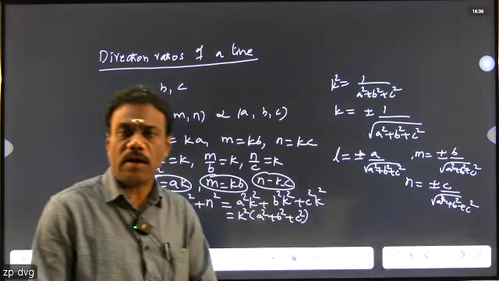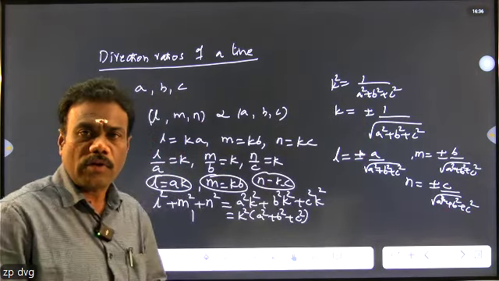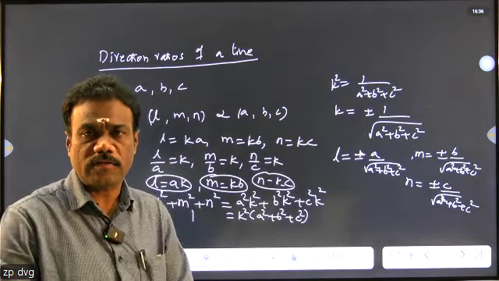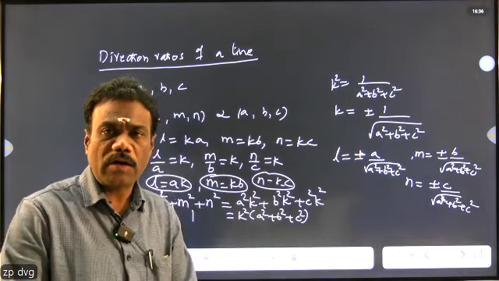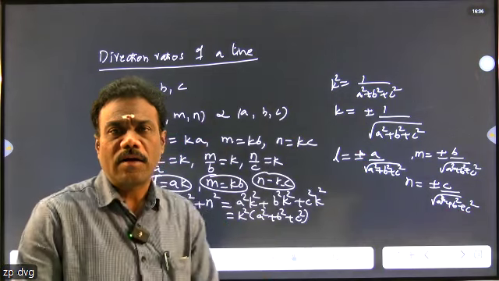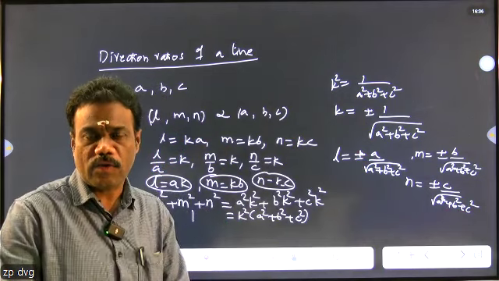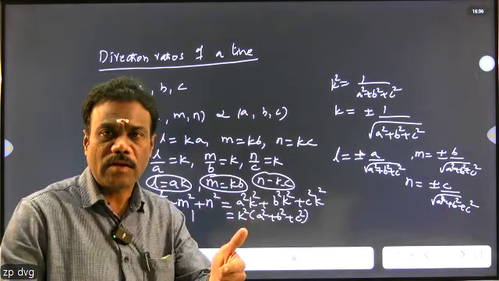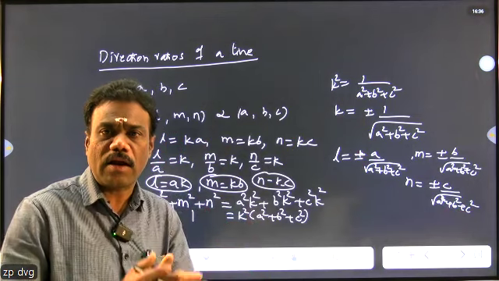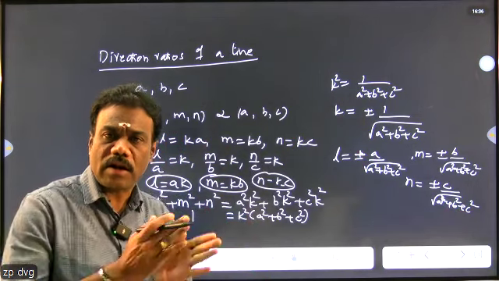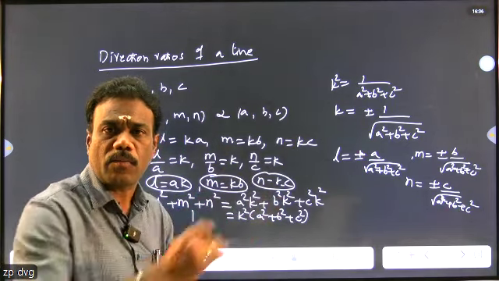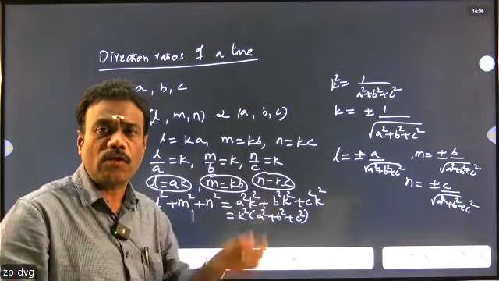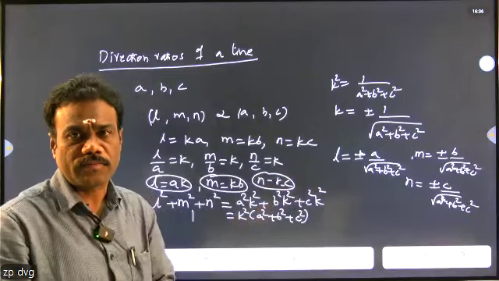So generally, for any line, we have two sets of direction cosines. But to get unique direction cosines, we have to take a directed line. If you take a directed line, we can understand that the line is directed from which point to which other point. Then we can get the unique direction cosines.